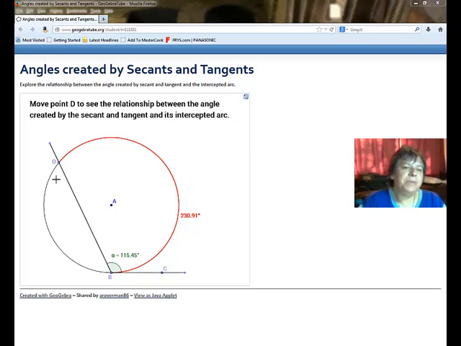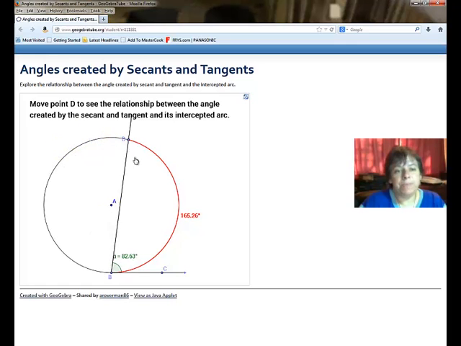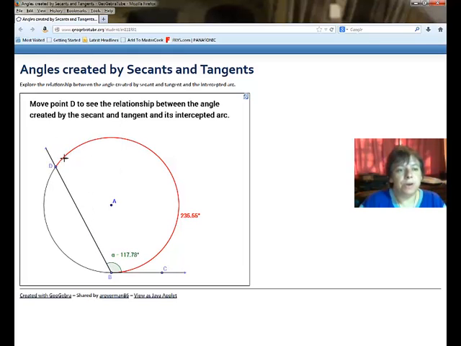Okay, so I have this little applet, which you can get to from the URL in your notes. And if you move this point D, you can see the relationship between the intercepted arc, which is this red curve here, and the angle. BC is tangent to the circle, meaning if I connected A with B, the radius would be perpendicular to B at this point of tangency. And then BD is a secant.